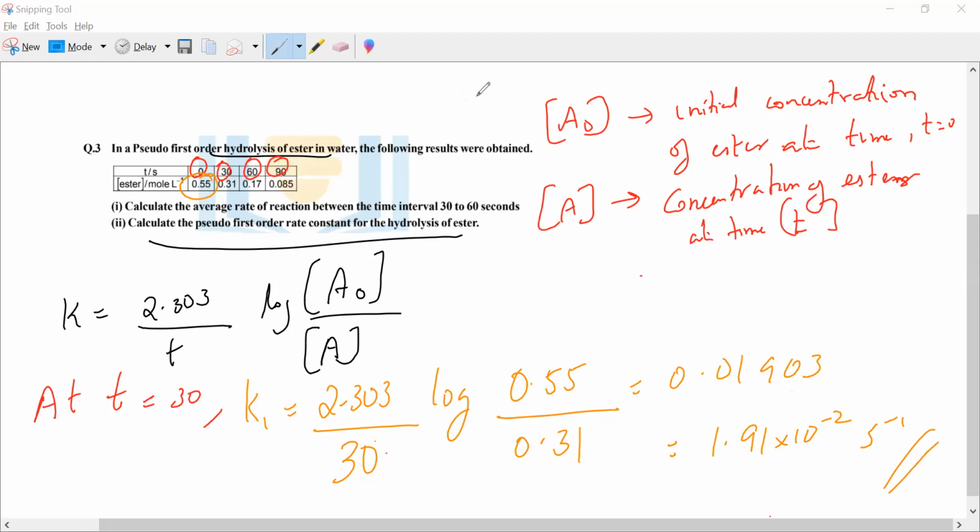Very good, Prithvi. And kindly don't use a calculator, okay? Yeah, don't use a calculator.